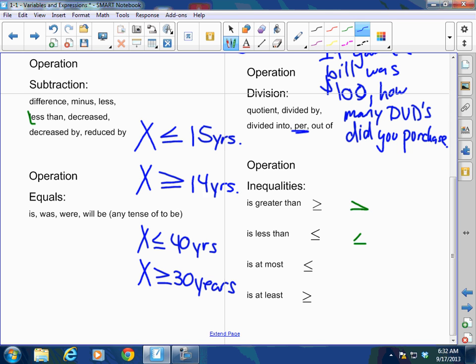So please remember that when you have "is greater than" or "is less than," the "is" activates that, okay? "Is at most," "is at least." That is activating the inequality. All right, let's put this stuff to work.